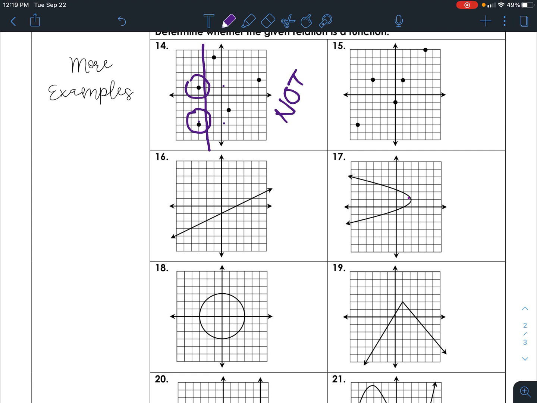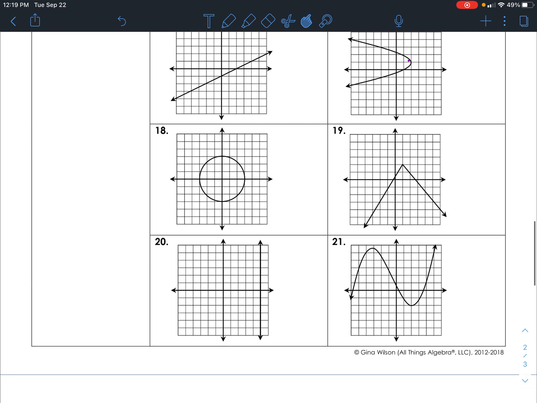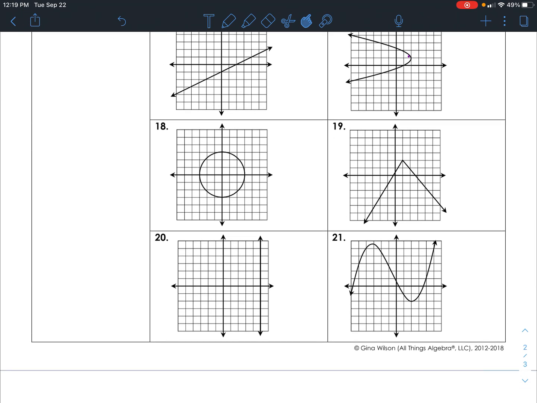So this one, let's just look at the dots before we do anything. If we connected them, right, we'd have something that looked like this. And if we did our vertical line test, does it just cross in one place? It does just cross in one place. So that's a function. The rest of these are pretty straightforward. Those were the only two that were kind of tricky. Number 20 is a little bit tricky as well.